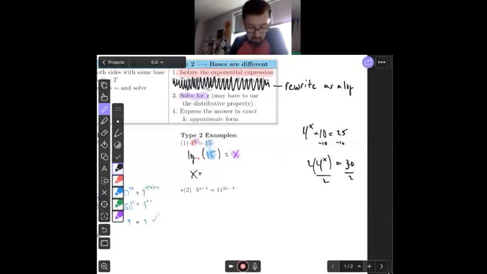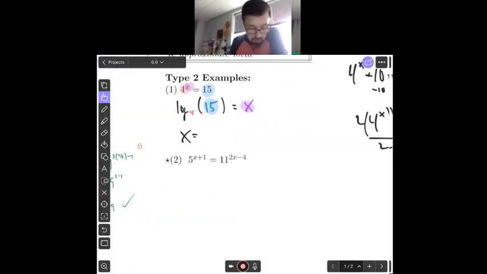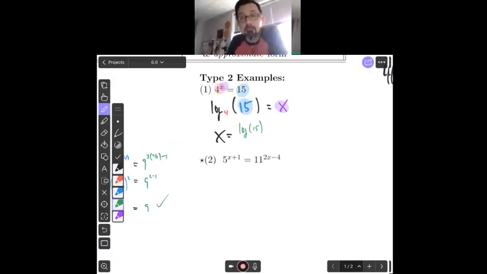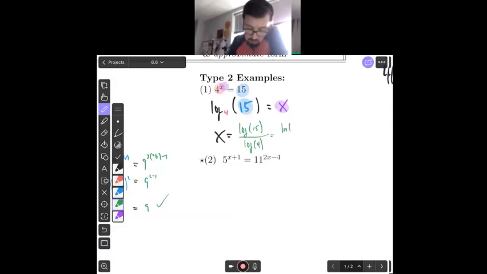How do we figure out what log base 4 of 15 is? Change of base. What would that look like, Maddie? Wouldn't it be log 15 over log 4? And you just put that into the calculator? Log 15 over log 4, or natural log of 15 over natural log of 4. It does not matter which one you pick. You just need to be consistent.